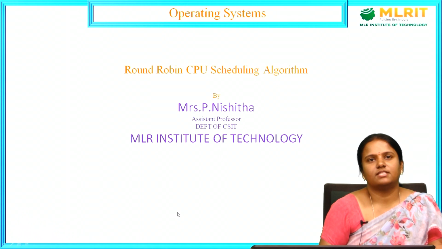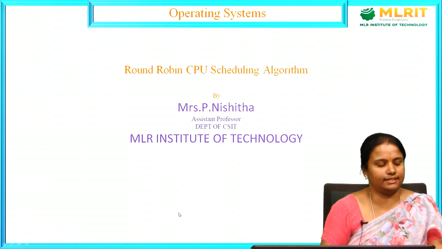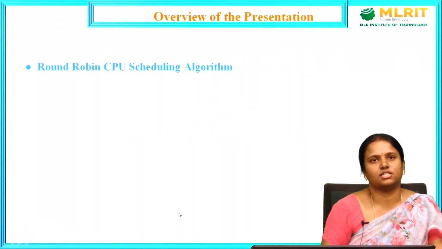In previous sessions, we have seen the SJF CPU scheduling algorithm and the priority scheduling algorithm. Today in this session, we are going to see the round-robin CPU scheduling algorithm. So what is the overview of this presentation? Here we have only the non-preemptive method for the round-robin CPU scheduling algorithm.